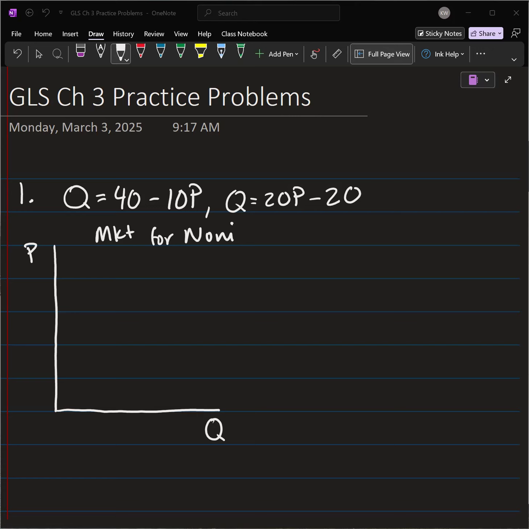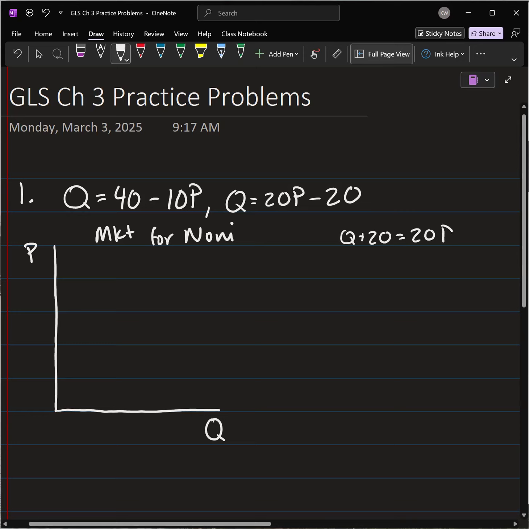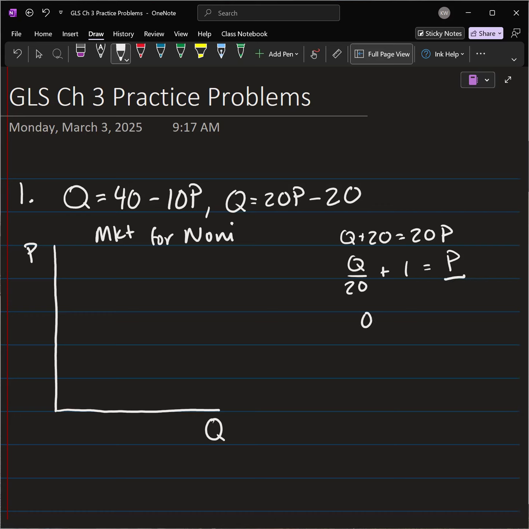Starting with supply, to find that supply choke price, we're going to solve for the price. We're going to solve for the inverse supply equation. So I'm going to start by adding 20 to both sides. So we'll have Q plus 20 equal to 20 times the price. Then we're going to divide both sides by 20. So we'll have quantity over 20 plus 1 equal to the price. For our supply choke price, that's whatever the price is when quantity is 0. So substituting 0 for quantity, we'll get 0 over 20 plus 1 equal to the price. So that supply choke price is equal to 1.